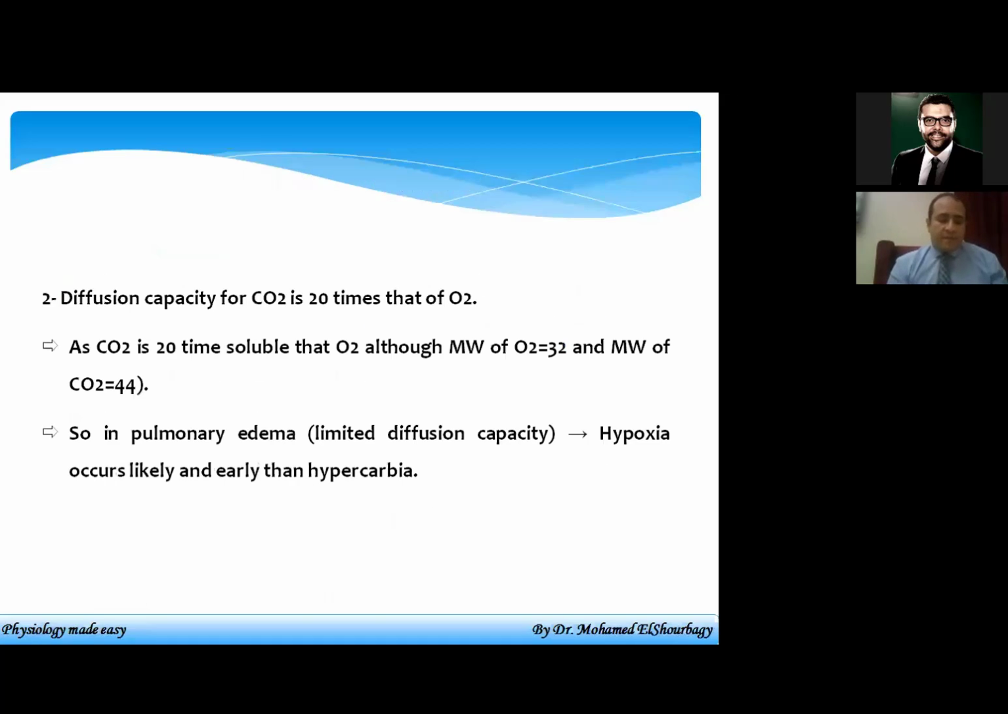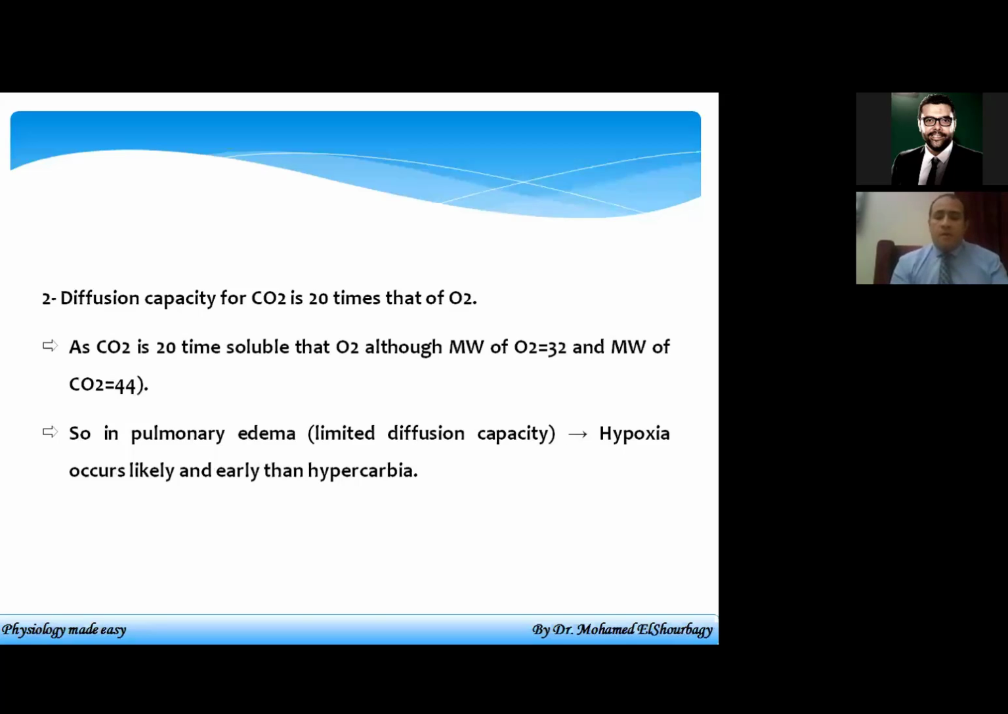So the next example: the diffusion capacity of CO2 is 20 times that of oxygen, as CO2 is 20 times more soluble than oxygen, although the molecular weight of oxygen is 32 and of CO2 is 44 grams. So in pulmonary edema with limited diffusion capacity, hypoxemia and hypoxia will likely occur earlier than hypercapnia.